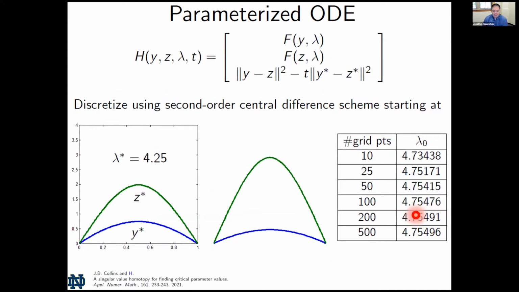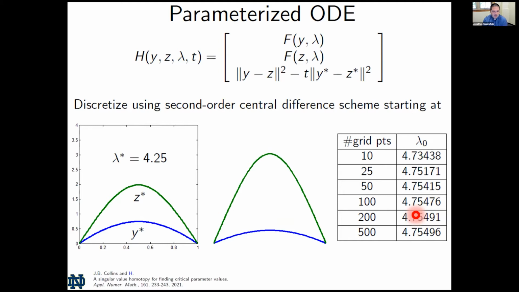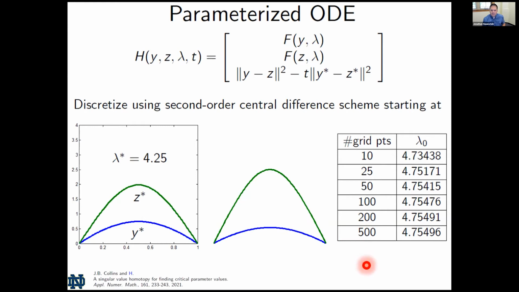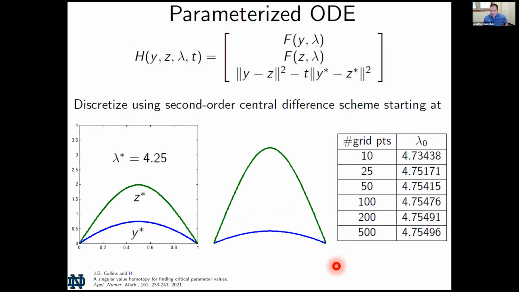Okay, so this animation is animating what the homotopy is doing. So each step, we're going a step in t, and we're forcing those two solutions closer and closer together. And then at t equal to 0, we just read off what was the critical value of lambda. So we just find the endpoint of this. And so using different discretizations, number of grid points, you can see that this critical value is converging to somewhere around 4.755, give or take a little bit.